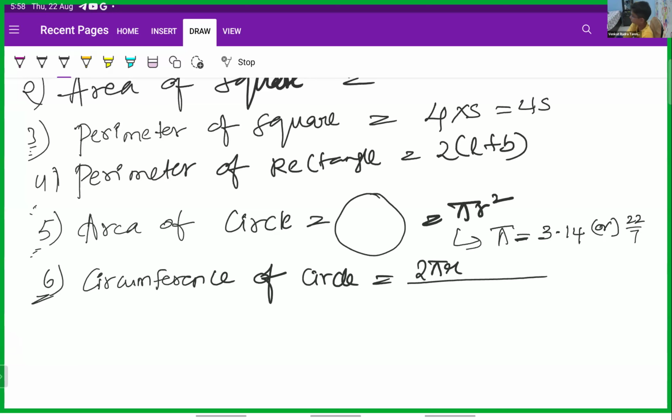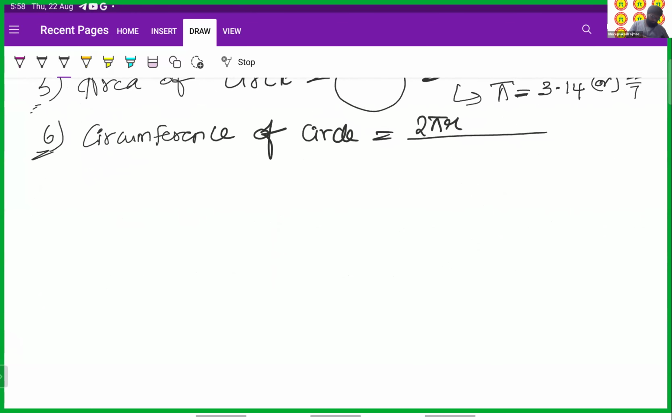Now let's come to volume. What is volume? Volume is like area, but it is measured in 3D shapes, sir. It is only applied in 3D shapes. The space inside a 3D object, the total space occupied by the given shape.